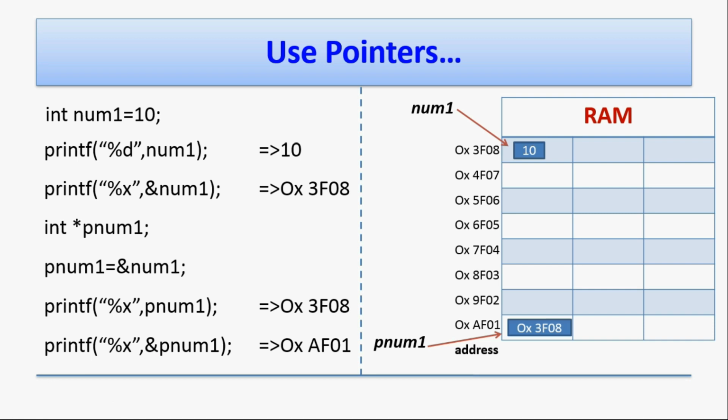So that is AF01. So I think now you get the basic idea of the pointer, right? So why do we use a pointer? We can store the address of a variable inside the pointer. So that's it, right?